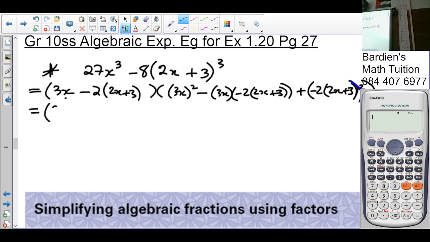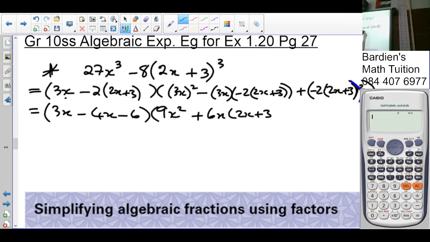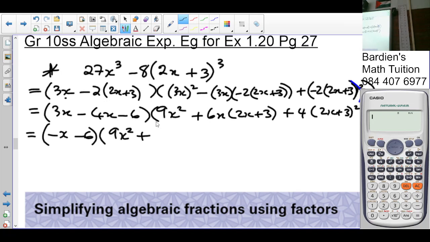So let's just simplify this. It gives you 3x minus 4x minus 6 into 9x squared, that is going to give you positive 6x into 2x plus 3, and then plus, that's going to give you 4 into 2x plus 3 squared. Okay. You can add like terms in the first bracket, so it's negative x minus 6. That's going to give you 9x squared plus 12x squared plus 18x plus 4 into 4x squared plus 12x plus 9.